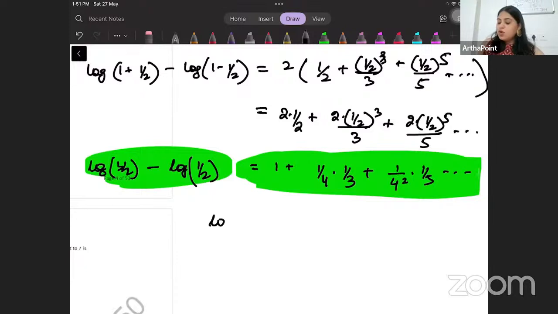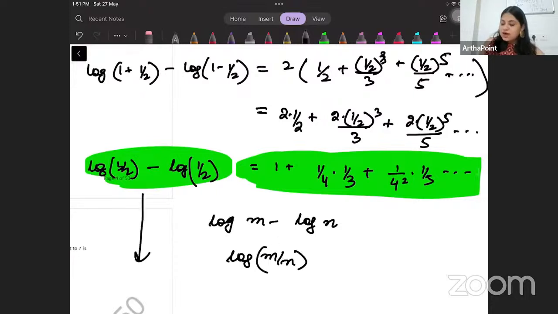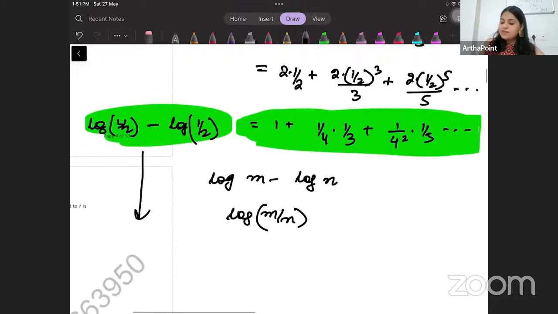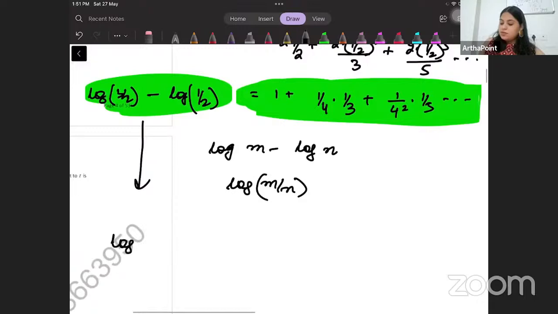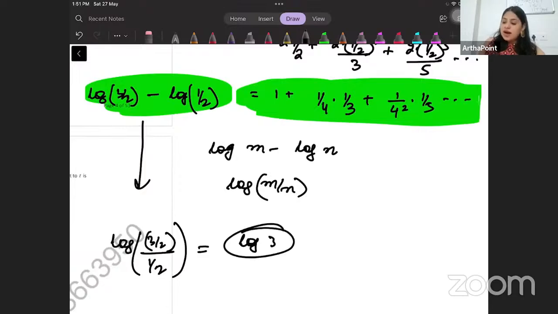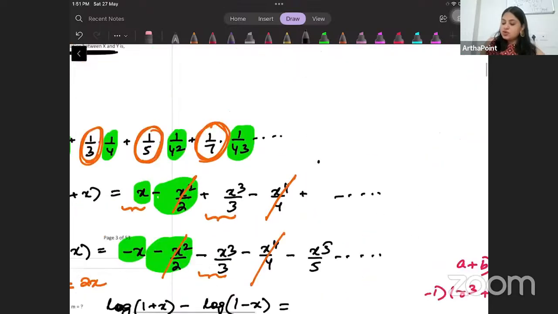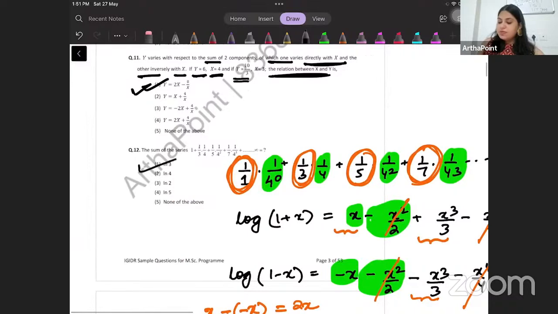Beta, what is log m minus log n? It is log m by n. So this part I can rewrite as log of 3 by 2 divided by 1 by 2, which is log 3. So the answer to this question will be log 3.